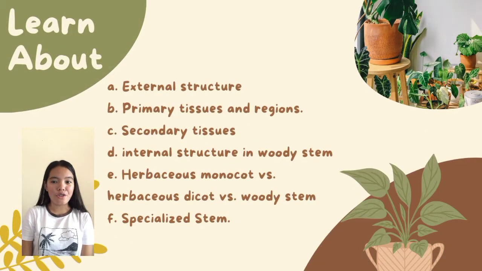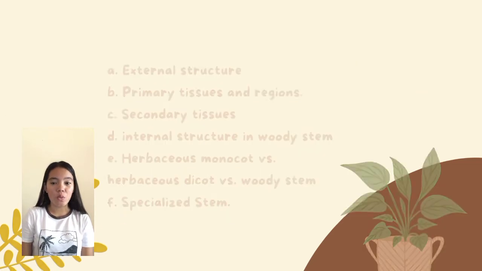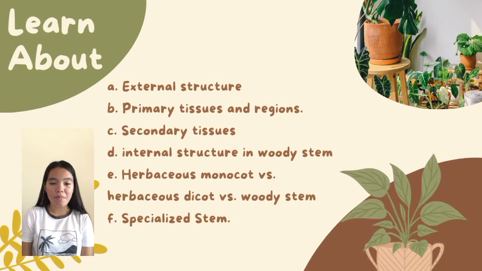Its external structure, primary tissues and regions, the secondary tissues, the internal structures in woody stem, the herbaceous monocot versus herbaceous dicot versus woody stem, and lastly, the specialized stem.